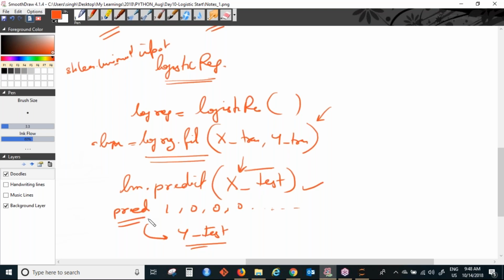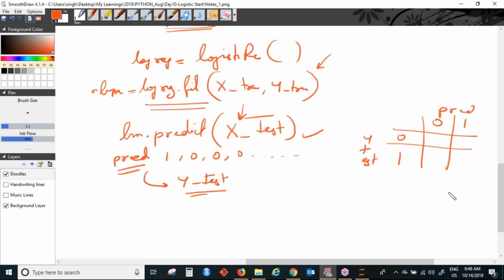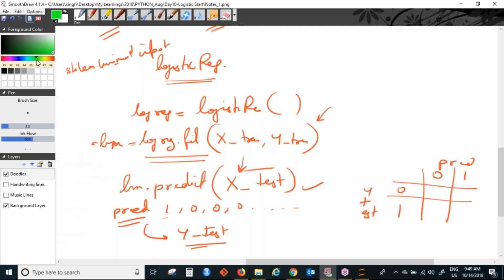y_test is the actual value in test data, and you can compute a confusion matrix: y_test 0 and 1, and this is your pred 0 and 1. Here we will directly get ones and zeros because it is using a default threshold of 0.5. So 0.5 is being used as the default threshold.